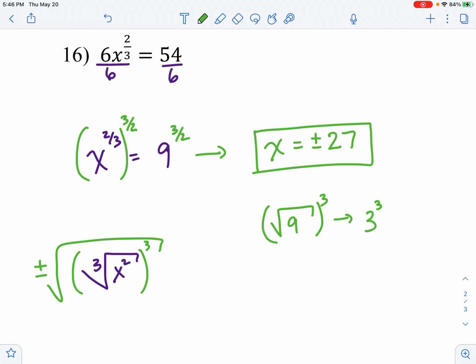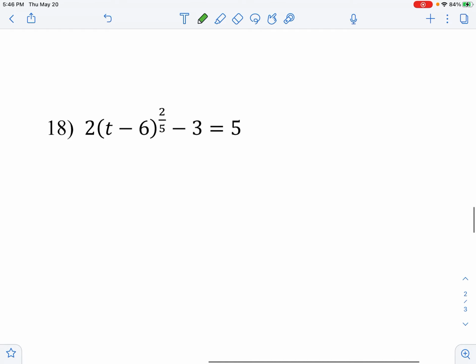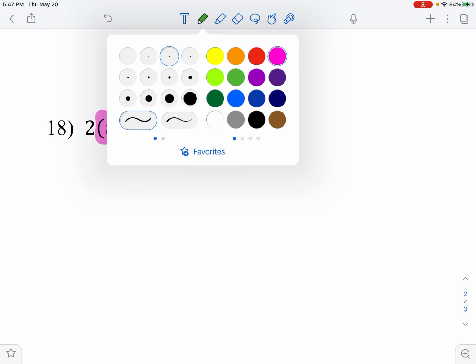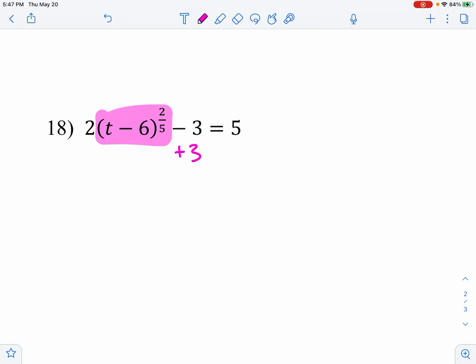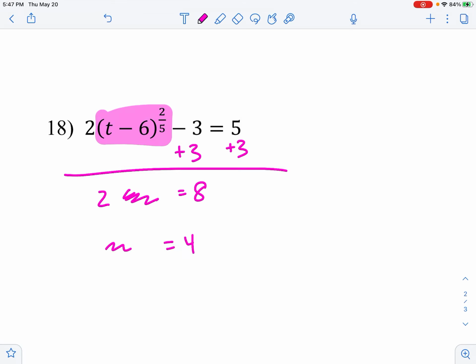All right, one more question, and that's number 18 here. Well, for now, I'm going to just call this my pink blob, and I'm going to get my pink blob alone. So let's see. First thing I'll do is I'll add 3 to both sides. I get 2 times my pink blob is equal to 8. Divide both sides by 2. I get the pink blob is equal to 4. Now I can think about solving this more. What was in that pink blob?